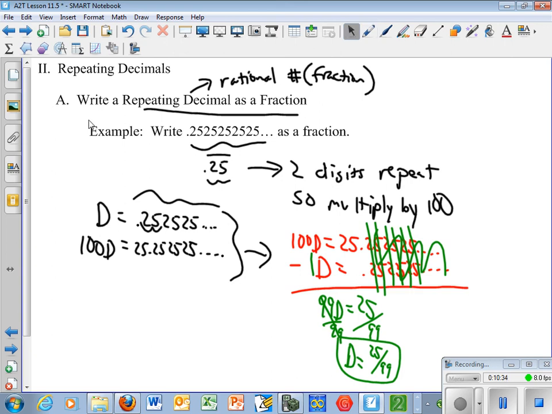Now this was an example of multiplying by 100. If you have 3 digits repeat, you multiply by 1,000. If you have 1 digit repeating, you multiply by 10. If you have 4 digits repeating, you multiply by 10,000. Okay, so just an example on that.